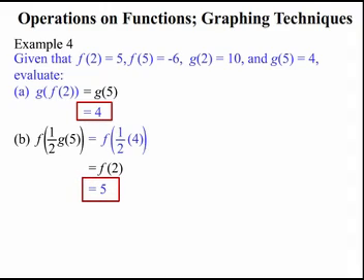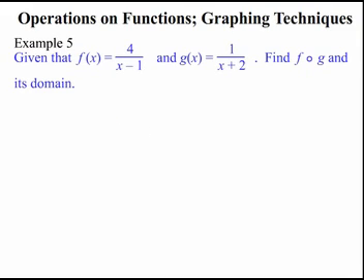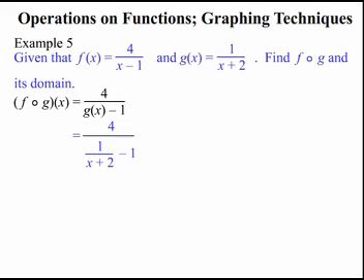All right, example 5. Again, we have to find f of g and its domain in this case. So all I need to do is replace x in our f function with our g function, which is 1 over x plus 2. But we'll start by just replacing with g of x. So f of g of x will equal 4 over g of x subtract 1. Replace g of x, we get 4 over 1 over x plus 2 subtract 1.